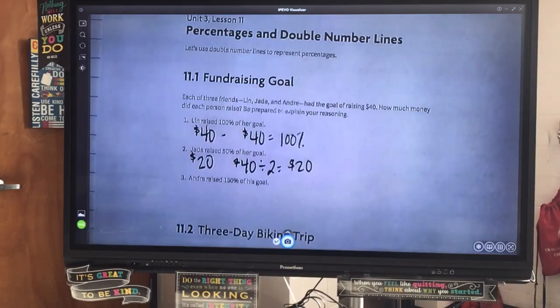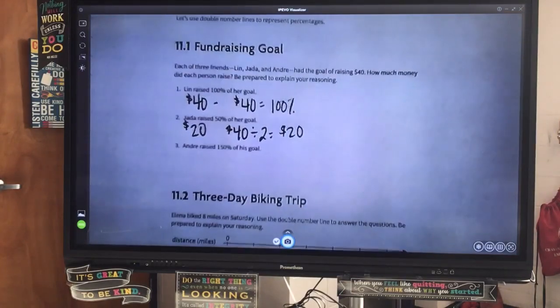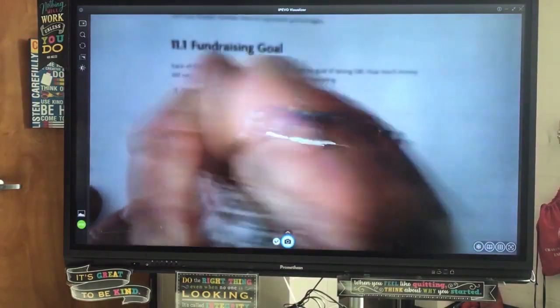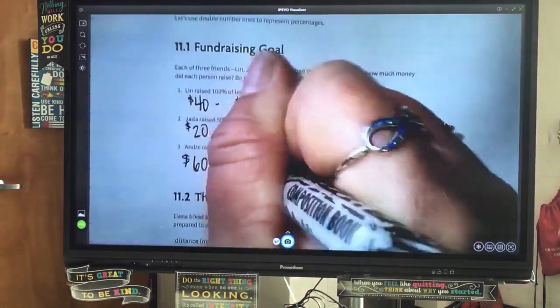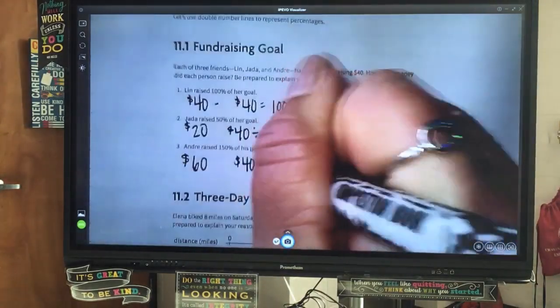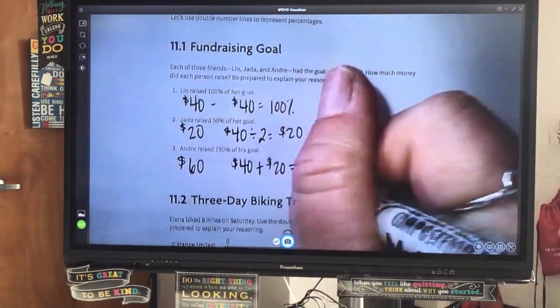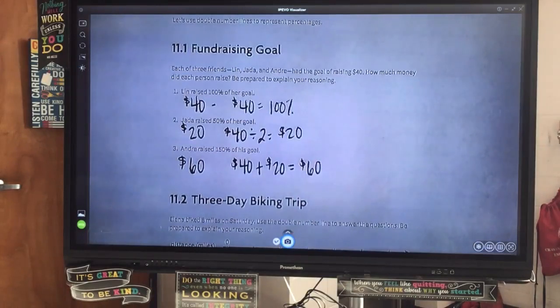All right, number 3 says Andre raised 150% of his goal. What do we get here? Levi, 60? Okay, and how did you figure that out? Because 100% of the goal is 40, plus half of it. 40 plus 20 is 60, yes. All right, how many of you used similar strategies as the ones that were shared?